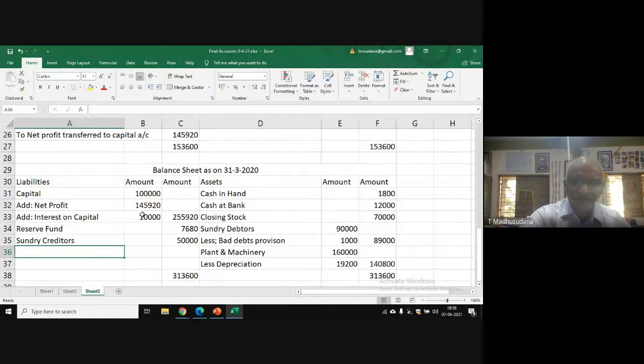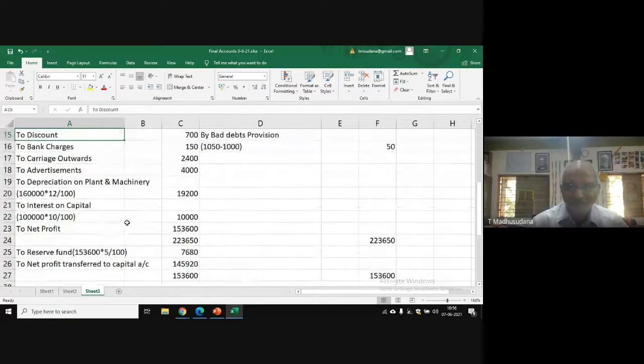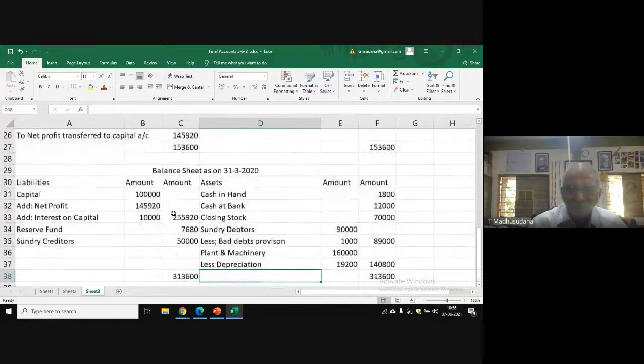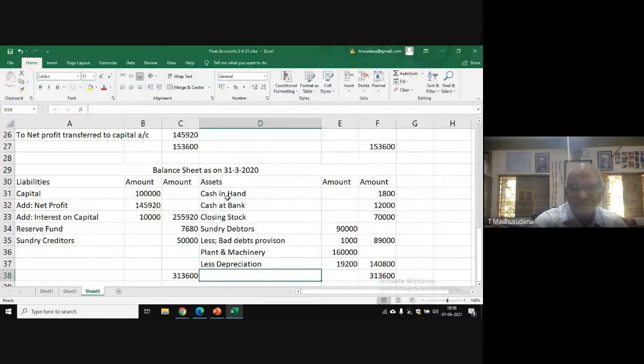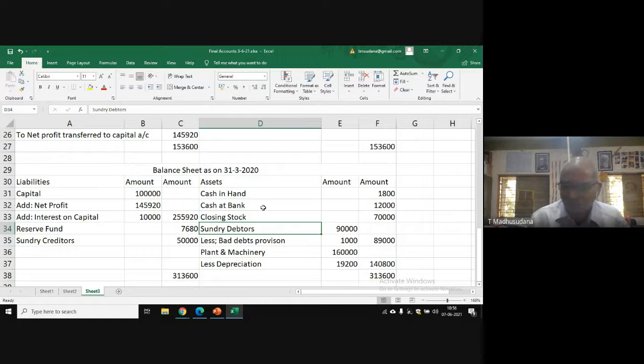The sides also have different names. In the trading and profit and loss account, we call one the debit side and the other the credit side. But in the case of the balance sheet, we should not call them debit side and credit side. This is the liability side, this is the asset side. The left side of the balance sheet is known as the liability side. The right side is known as the assets side. So this is how you have to prepare the balance sheet, and I think you have understood the problem.